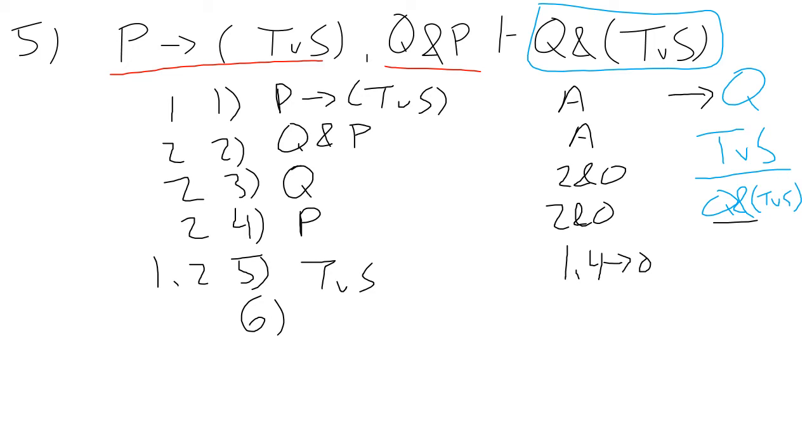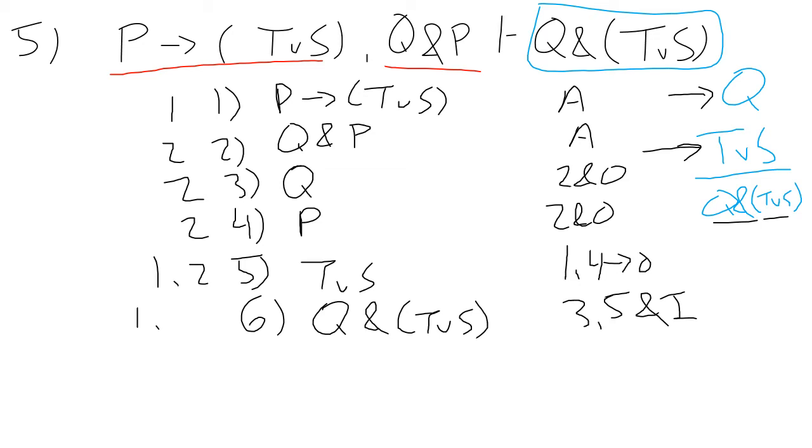So now I've got my other conjunct. I just need to put them together. I've got Q in 3, and I've got T or S in 5. So that's 3, 5, ampersand in. 3 and 5 have 1 and 2 next to them. So that is our proof for problem 5.